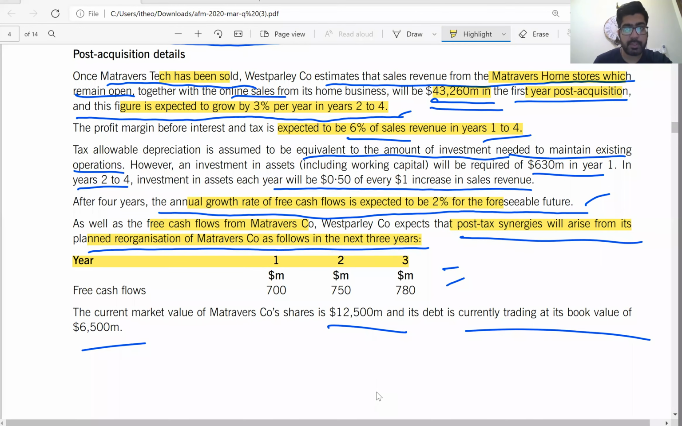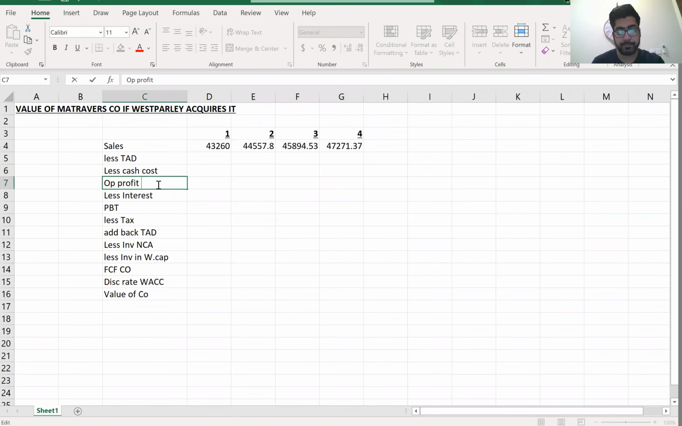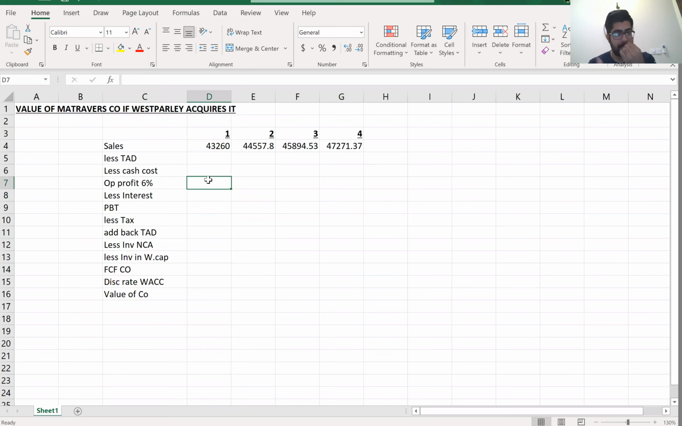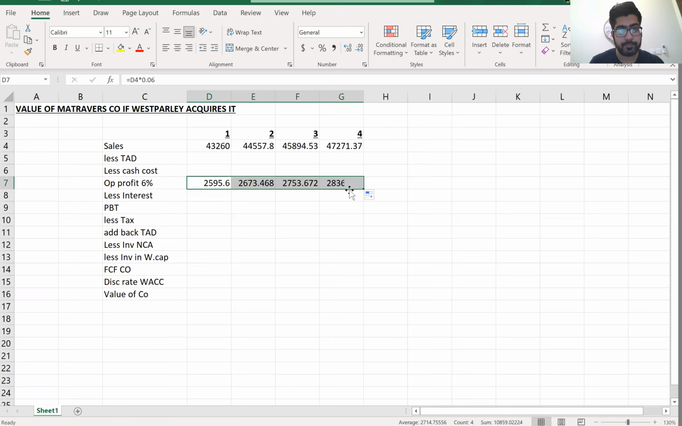Now, less cash cost and TAD gives operating profit, but operating profit is 6%. So you can just skip those and directly reach operating profit, which is 6%. This will help you eliminate those above two rows, because you deduct that and get operating profit, so directly you get operating profit. It's D4 asterisk 0.06. So interest doesn't come. You know that if we are FCF to firm, interest doesn't come. You get PBT, which is the same.